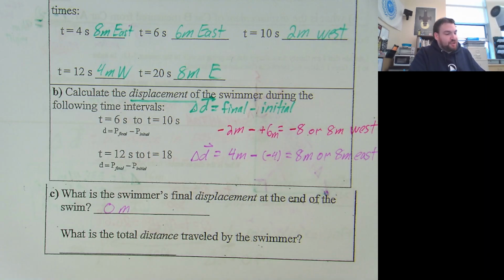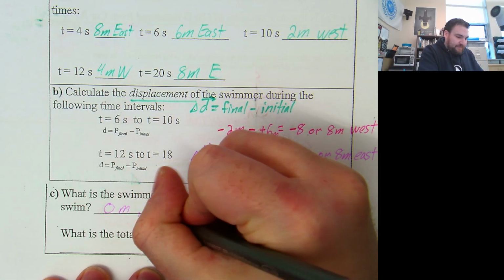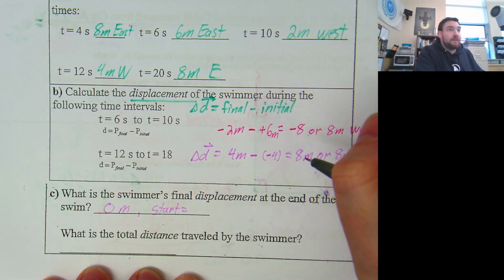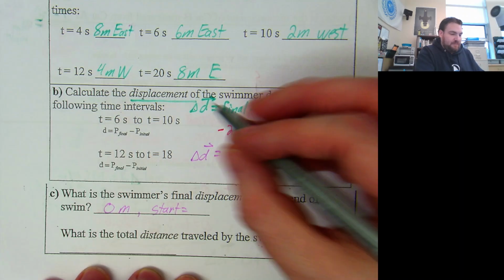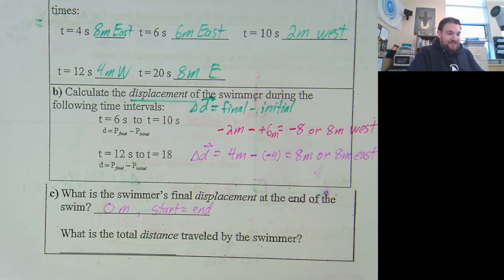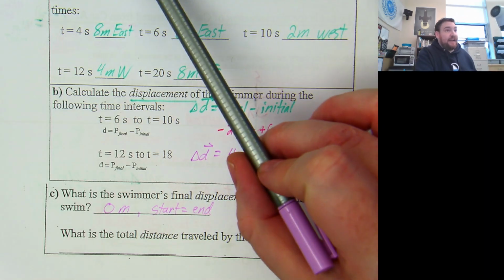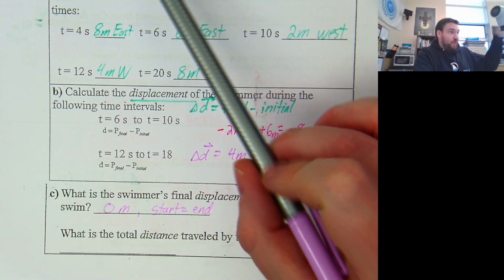What is the total distance traveled by the swimmer? Sorry, Emma, louder. 20. It's 20 something. It's not 22. It's not 24. They start at 10 east, they end at 4 west. It's going to be 28.